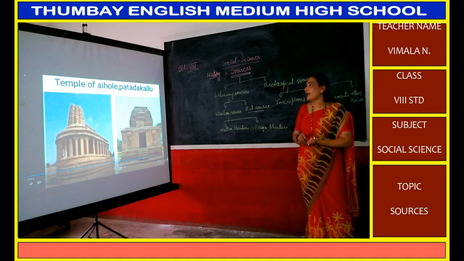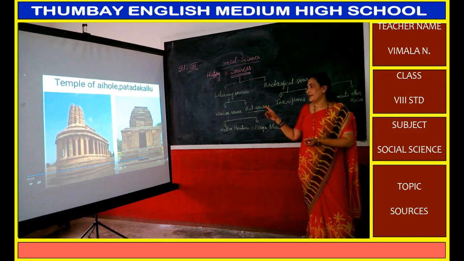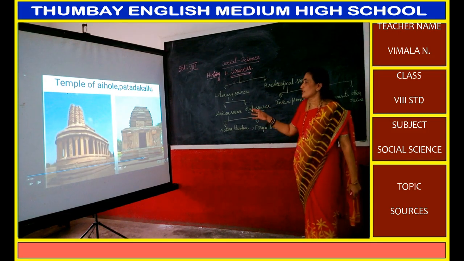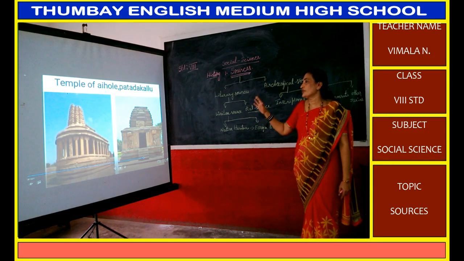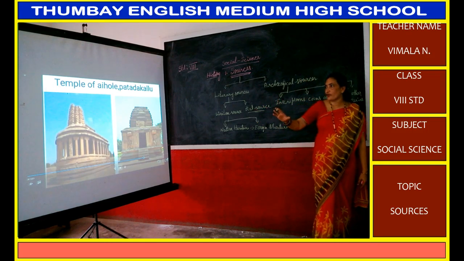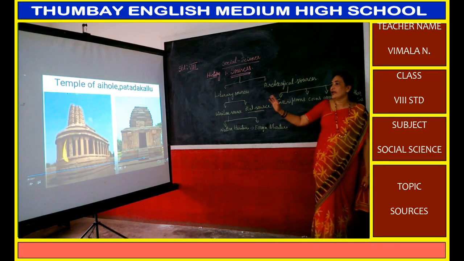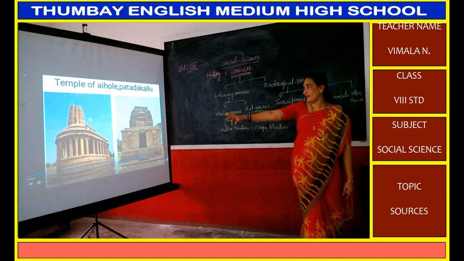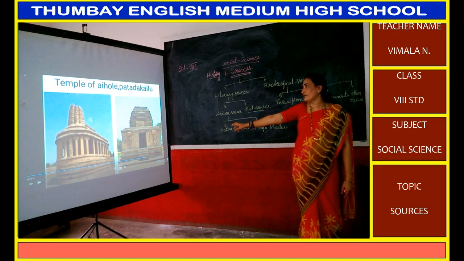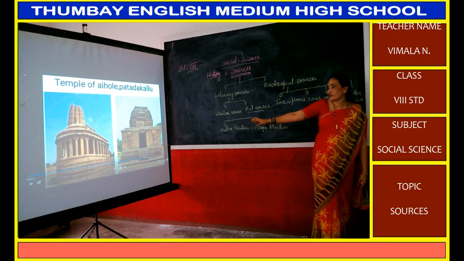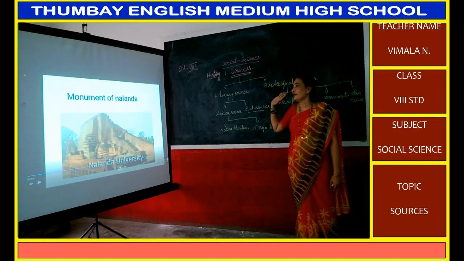Next one, the temples of Aihole and Pattadakallu. These temple structures are also very different. They are ancient temples, but the structures of the temples are different. The temple of Aihole was the first one, and then the temple of Pattadakallu. These structures were constructed in the ancient period.